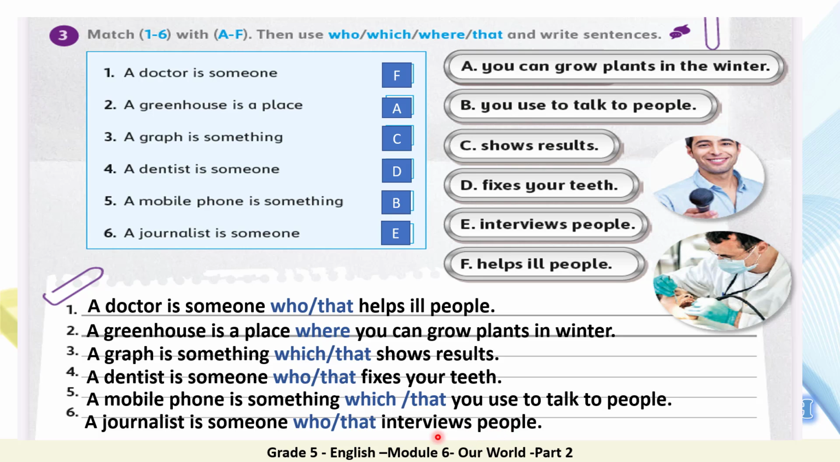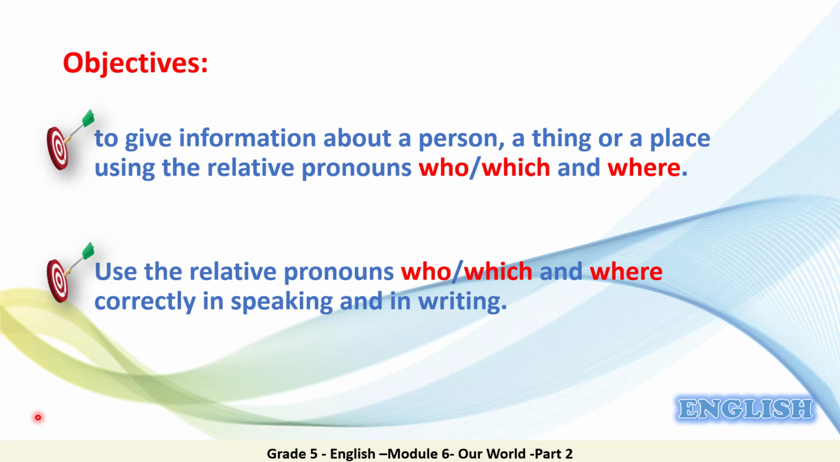We have come to the end of our lesson today, my friends. We have achieved 2 objectives: to give information about a person, a thing, or a place using the relative pronouns who, which, and where. Use the relative pronouns who, which, and where correctly in speaking and in writing.